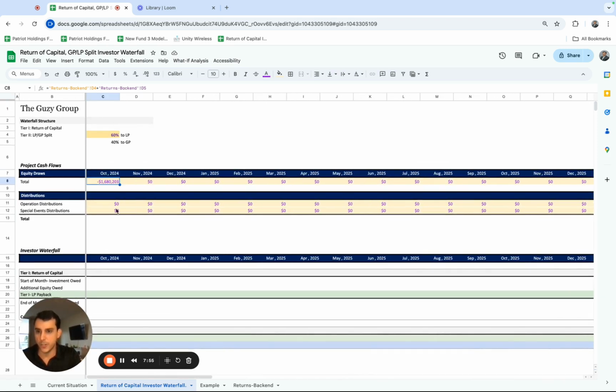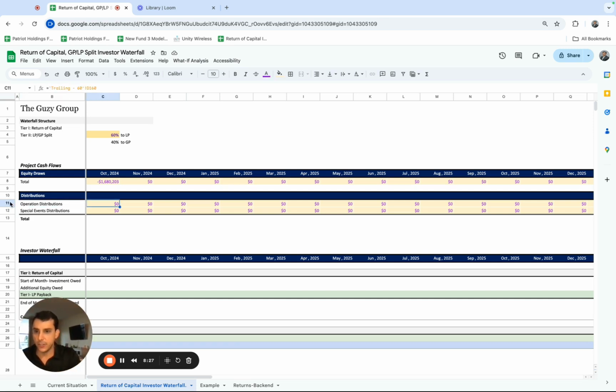Now, in regards to distributions, we have two types of cash flows. You have operations and you have special events. Special events are distributions from refis and exits. Operations are just distributions from operating the facility. You want to break those out. It doesn't matter so much for this specific one, but a lot of waterfalls, they're going to say, hey, operations cash flows are treated different than special events cash flows, and you want to make sure they're separated. So always separate them, even though in this case it doesn't really matter.